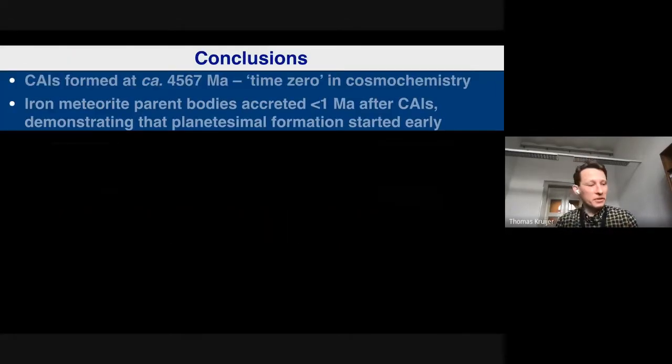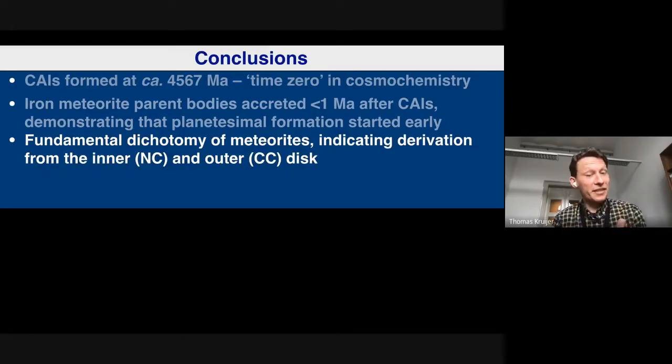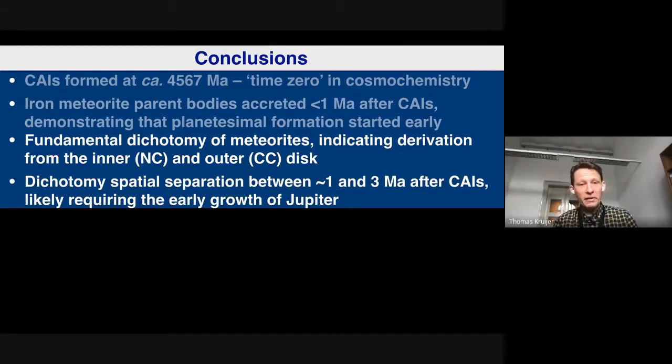So this brings me to the second part of the conclusions, and this is that a fundamental dichotomy exists in the meteorite population, indicating that some meteorites derive from the inner solar system, the NC reservoirs, and some meteorites derive from the outer solar system, the CC meteorites. And this dichotomy reflects a spatial separation between about 1 and 3 million years after CAIs, and in my point of view, likely requiring the early growth of Jupiter.